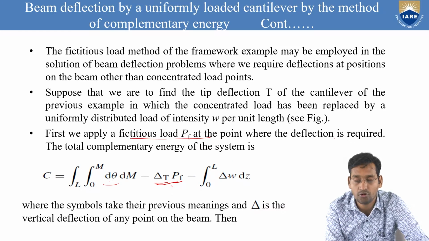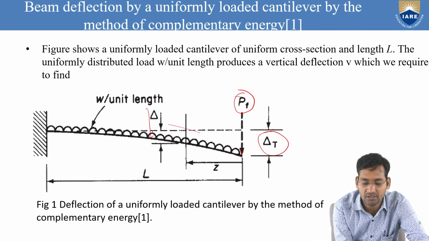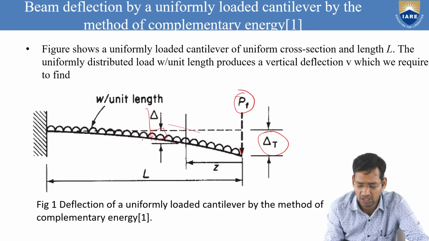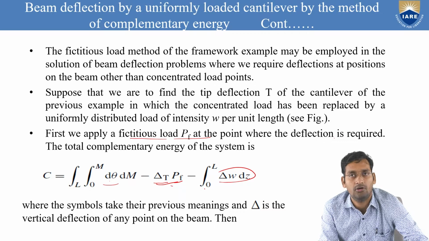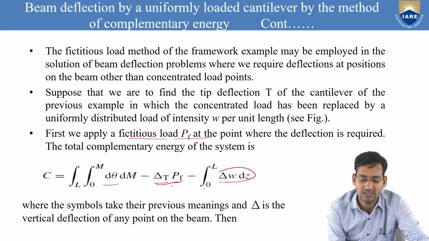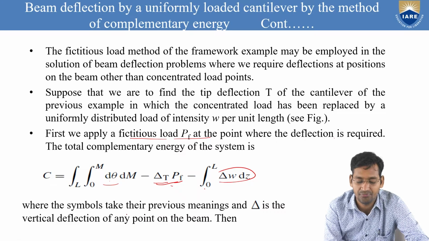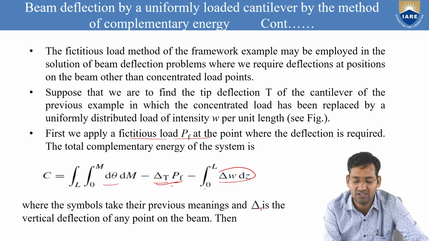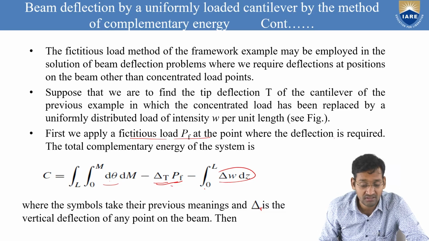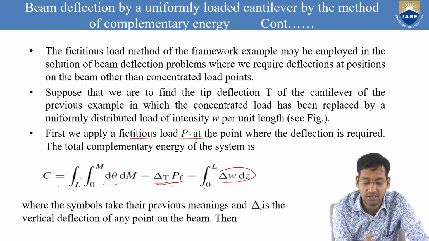And next because of the overall weight, so integral 0 to L of δ w dz. So just see here that we assumed at this point, for a small length, a small weight is there. So once we integrate from 0 to L, we will get the total weight acting on that, that is per unit length. Where the symbols take their previous meaning, and δ is the vertical deflection of any point on the beam. So δT is the tip deflection, and δ is just the vertical deflection at any point.